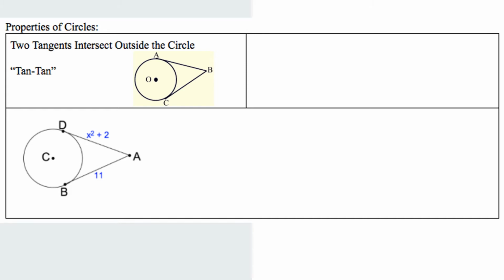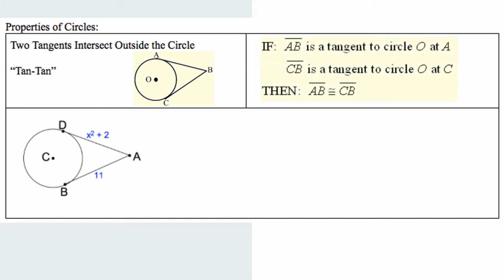Here we go in our properties of circles, and if I am not mistaken, there are 5. So the first one is tangent, tangent. They are two lines that intersect outside of the circle, and because they look similar, this one's pretty easy to remember. We can say that they are congruent to one another. So AD is equal to AB, which means that x squared plus 2 is equal to 11, which means x squared is 9, and therefore x is plus or minus 3.